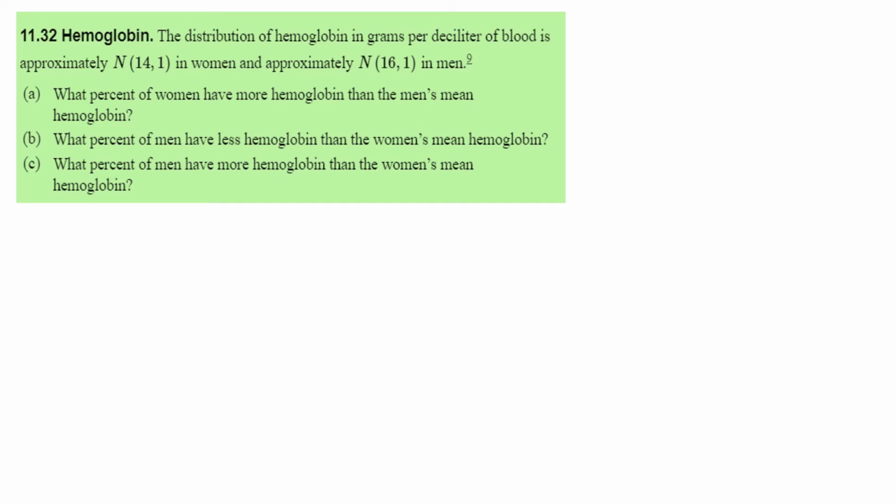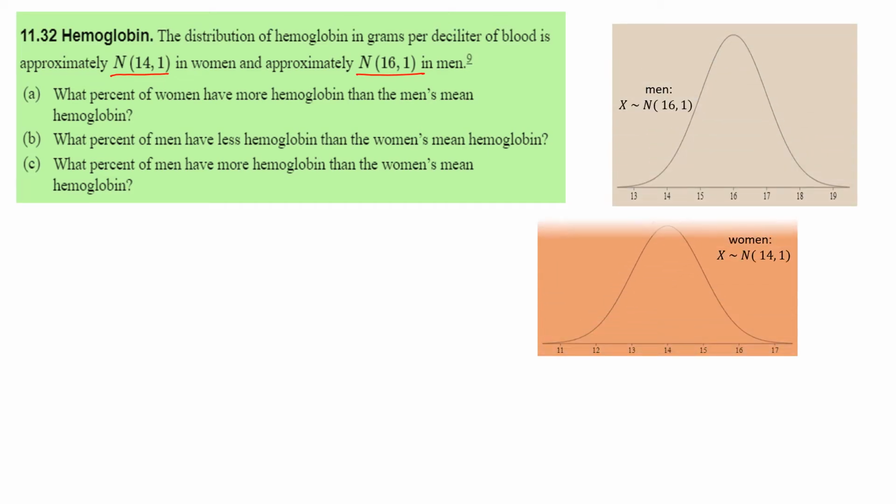Let's see the next question. There are two sets of things here, one for women and the other for men, hemoglobin rate. For women, it is approximately normal with mean 14, standard deviation 1. For men, it is with mean 16 and standard deviation 1. We can construct two separate diagrams for this, one for men and the other for women.